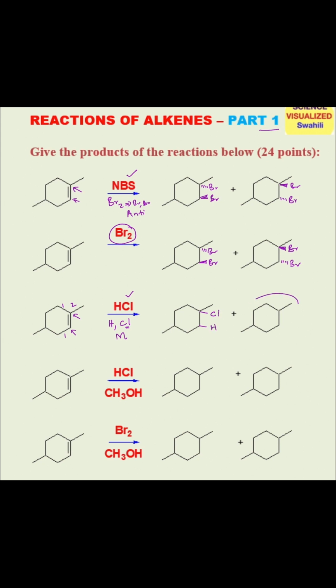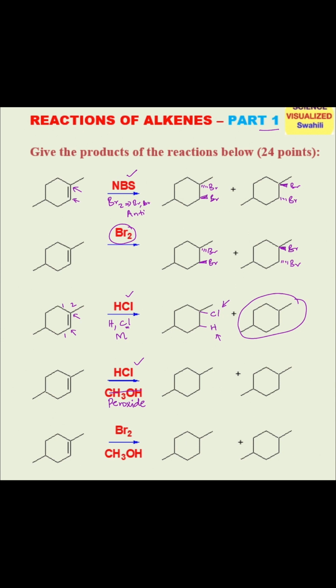Here I'm not going to draw the other products because this is actually a mixture of 4 products where you have one product with the chlorine going in, another one coming out, and then the same with hydrogen going in and coming out. Next, HCl with peroxide.